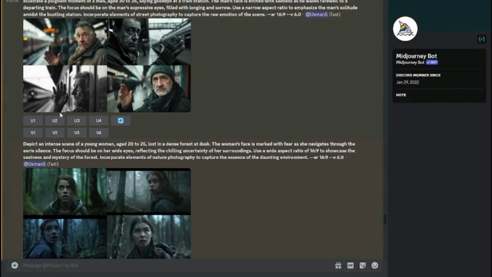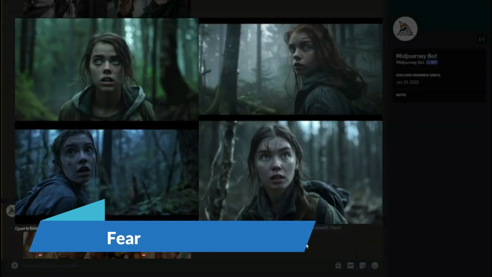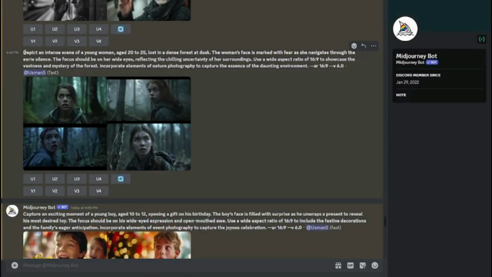So if you take a look at the third one, which is fear. I typed in my prompt: depict an intense scene of a young woman aged 20 to 25, lost in a dense forest at dusk. The woman's face is marked with fear as she navigates through the eerie silence. The focus should be on her wide eyes, reflecting the chilling uncertainty of her surroundings. Like, take a look at the prompt. We basically are telling Midjourney, if someone is in fear, the focus should be on her wide eyes.